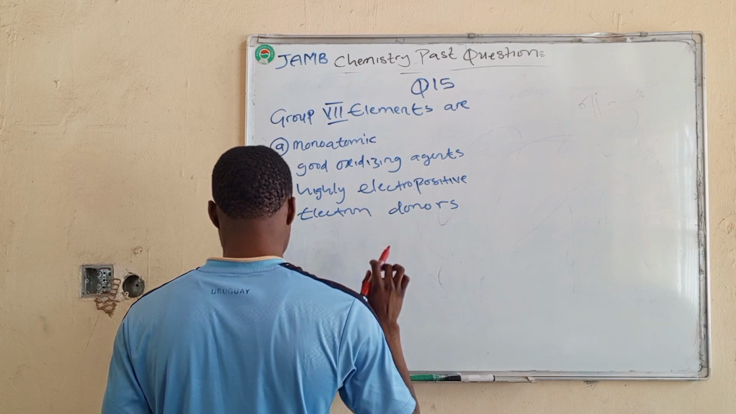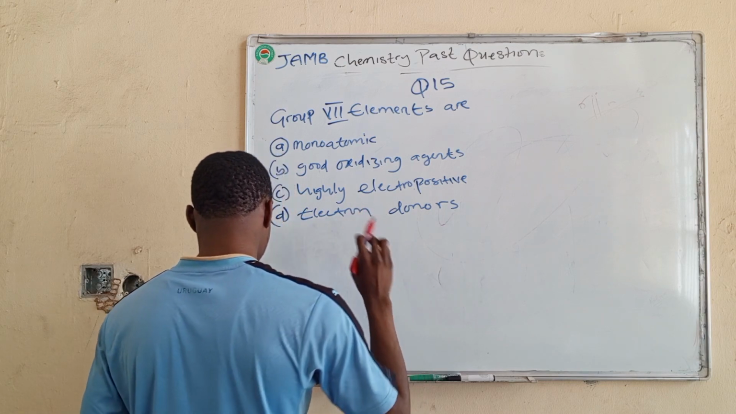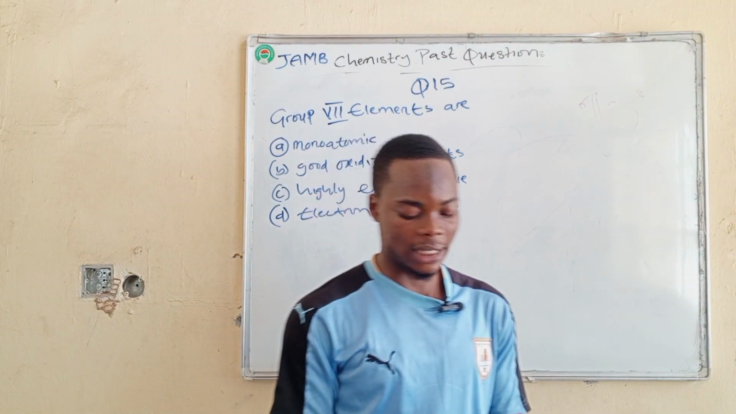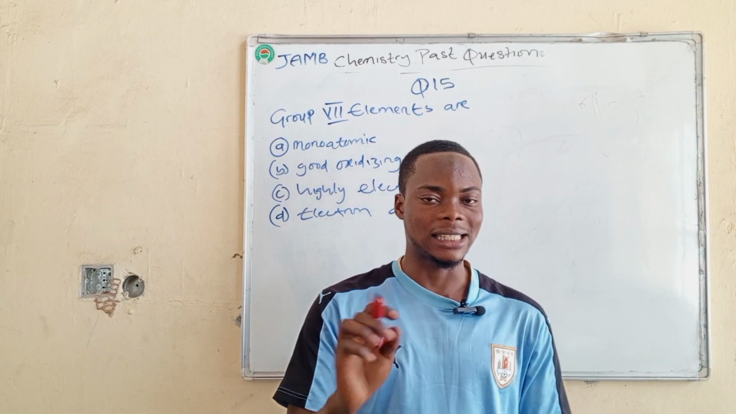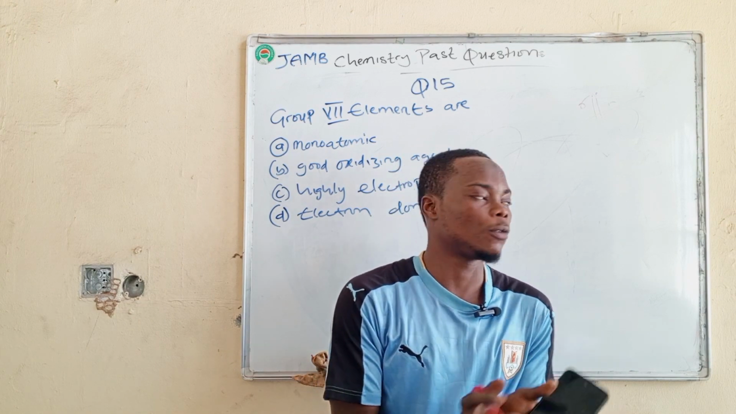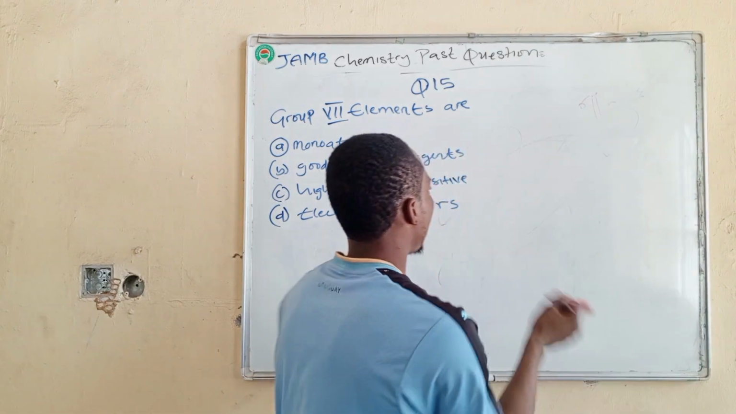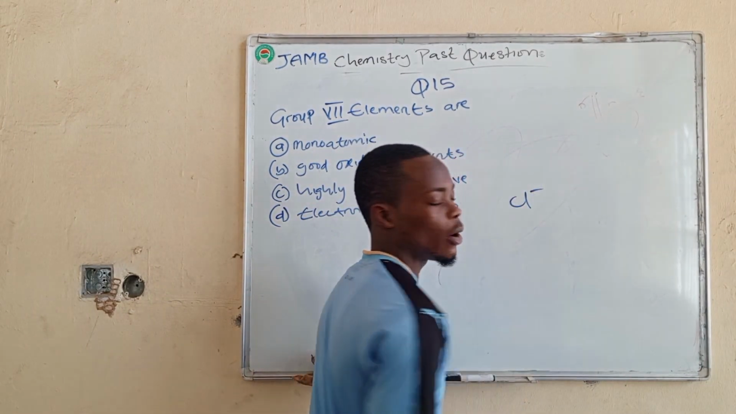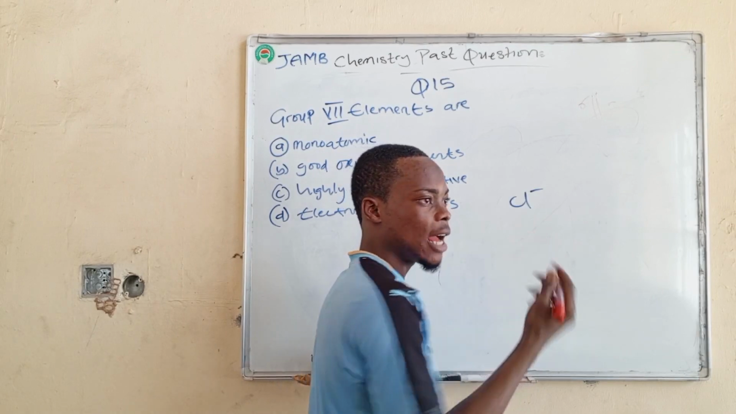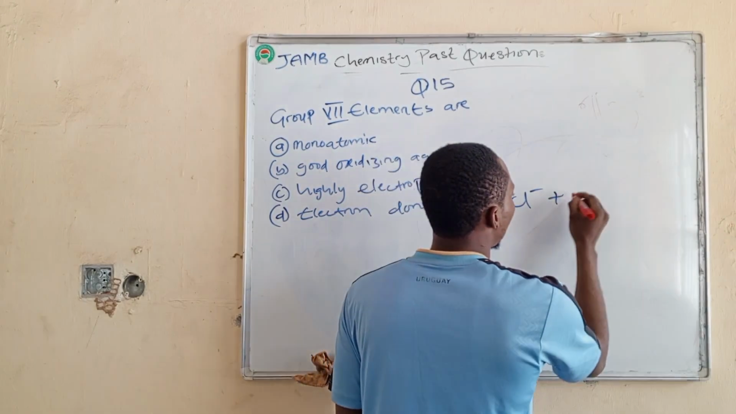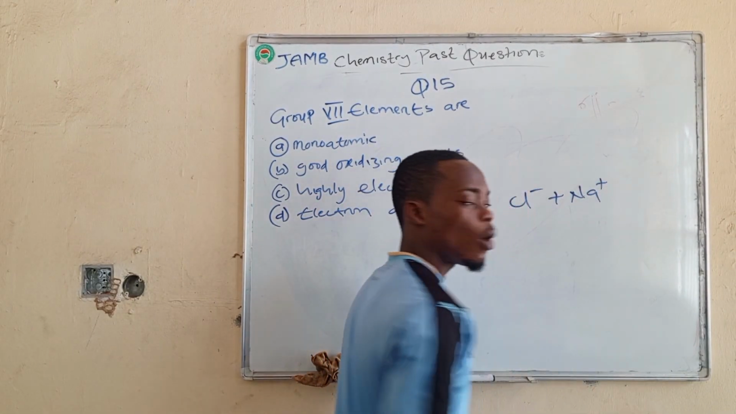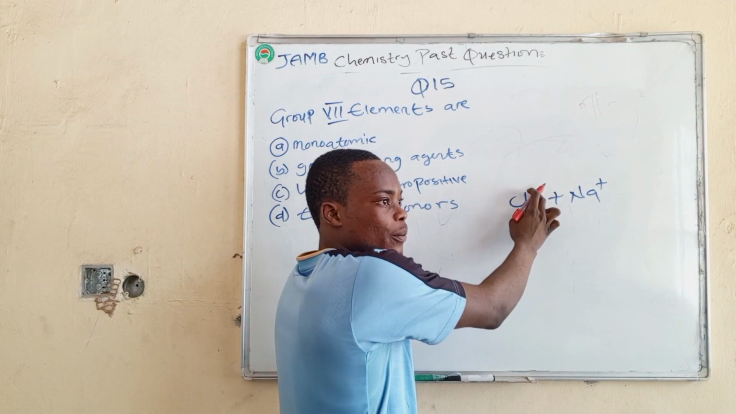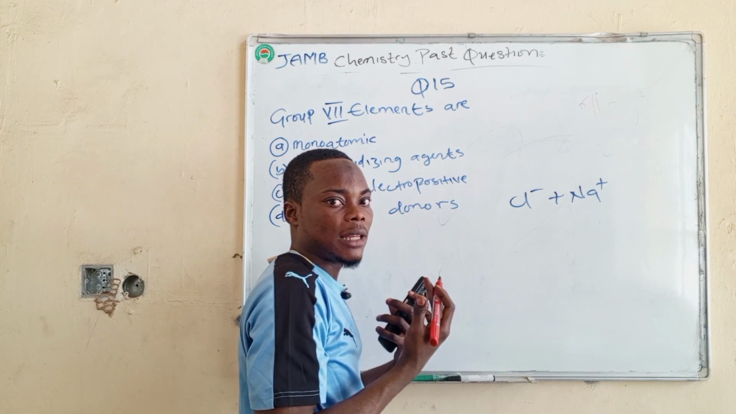Group 7 elements are halogens like fluorine, chlorine, bromine, and iodine. They are highly electronegative and they are electron acceptors. They accept electrons from other elements. For example, let's take chlorine, which is having a negative charge. When it reacts with sodium, what is it going to form? The negative charge here means they accept electrons. You understand?